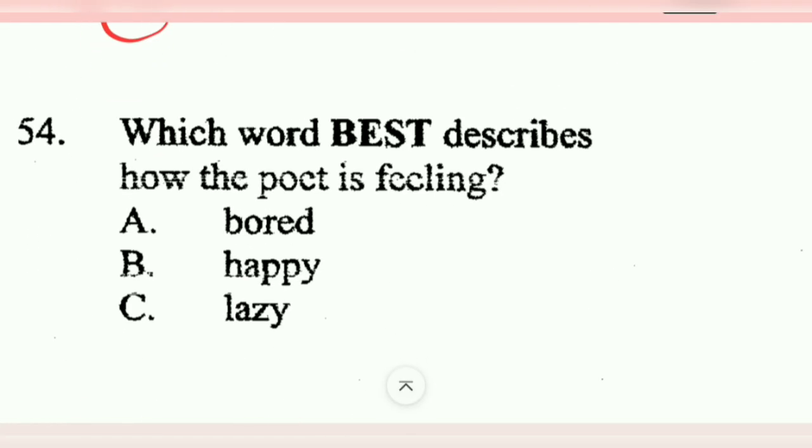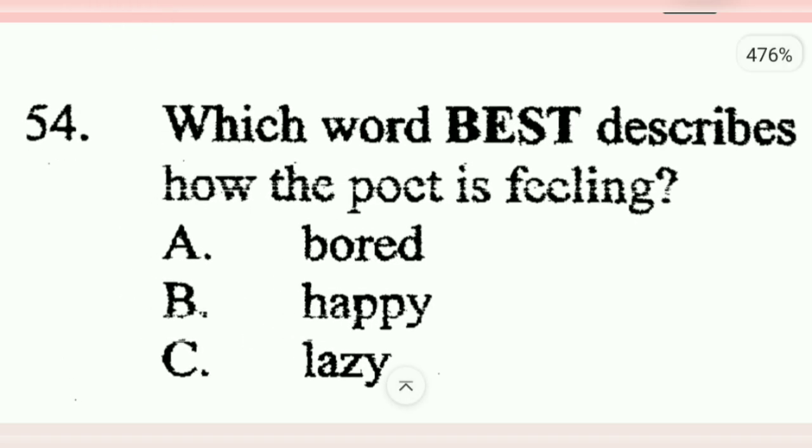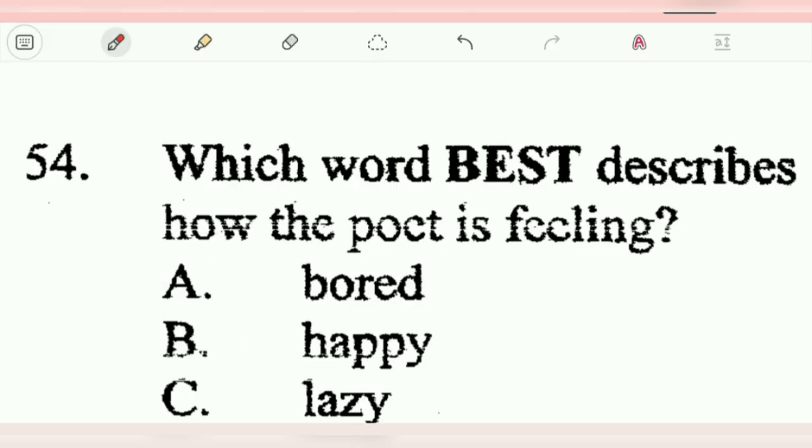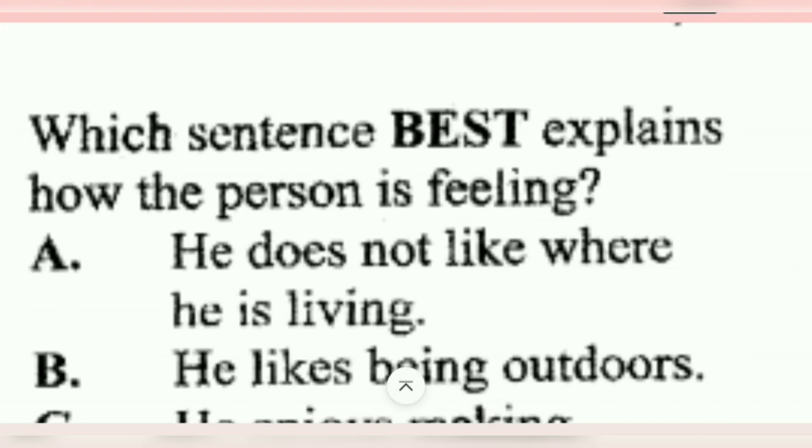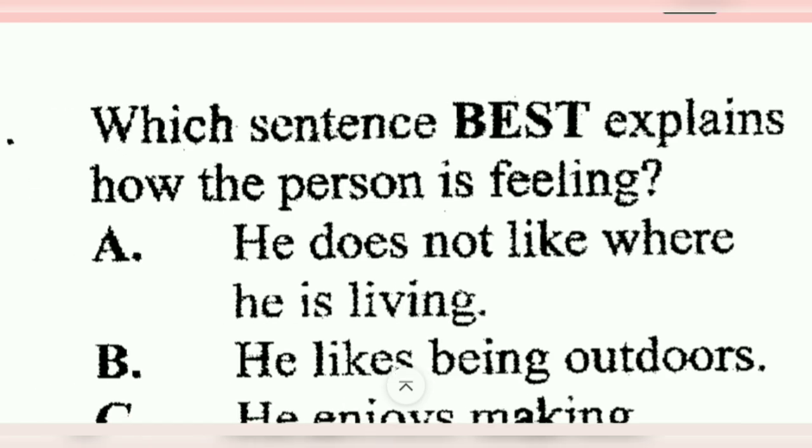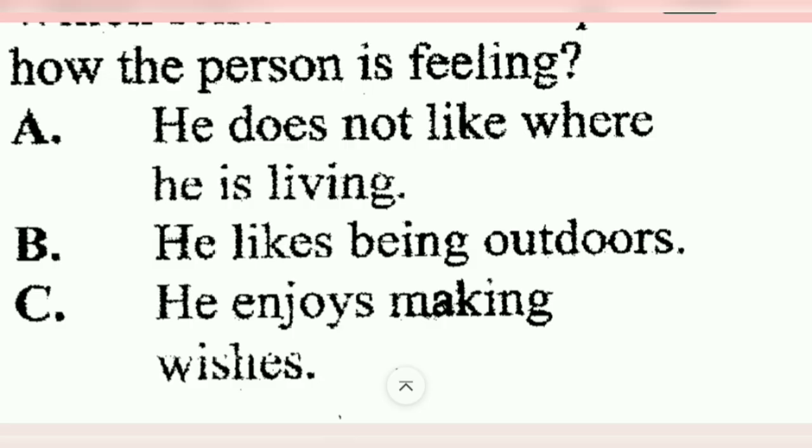Alright? Which word best describes how the poet is feeling? A says bored. B says happy. C says lazy. Bored. You can see that this person is a town person, bored with town life. Alright? And wants to be in the country. Move on. Which sentence best explains how the person is feeling? He does not like where he is living. That's A. B says he likes being outdoors. And C says he enjoys making wishes.